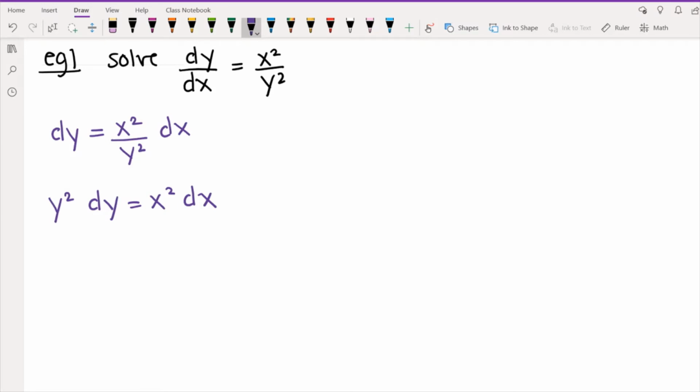So now what? Well, remember the goal is to solve this for y. And so we need to get rid of these dy and dx's. We want eventually to just have a function of x, right? We want to have y is equal to something. And we really can't do that with this dy and this dx in there. And so what do we do? Well, we just integrate both sides, right? So if we take the integral of both sides, that will help us get rid of this dy and this dx.